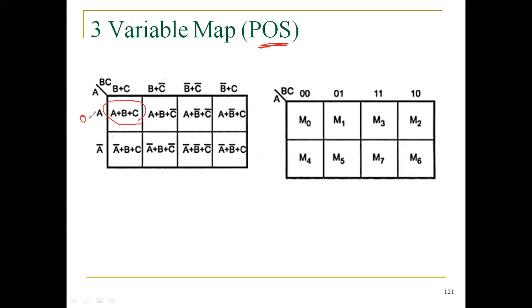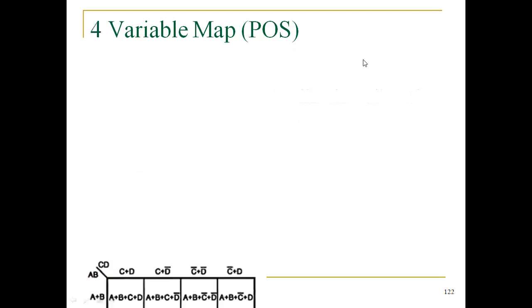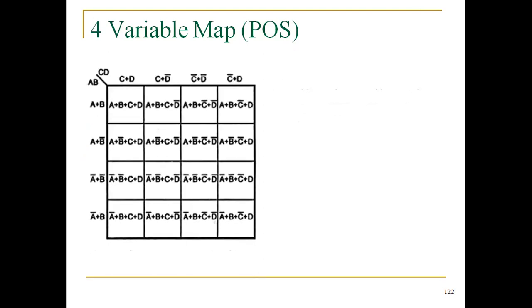That means 0 is the lowest value, so it should be represented by an uncomplemented variable. 1 should be represented by a complemented variable. Similarly here 0 0 0 1 1 1 1 0, all zeros are uncomplemented and ones are complemented values. Since it is POS, the representation is A plus B plus C instead of A B C, and its corresponding max terms are also given here. This is the final one for the 4 variable Karnaugh map by using product of sum.